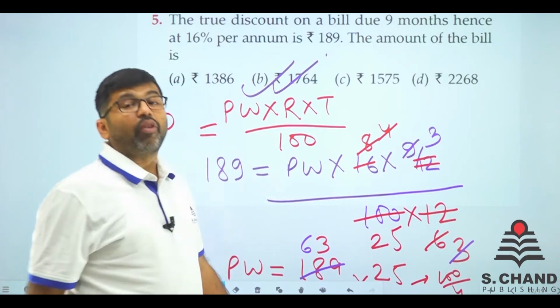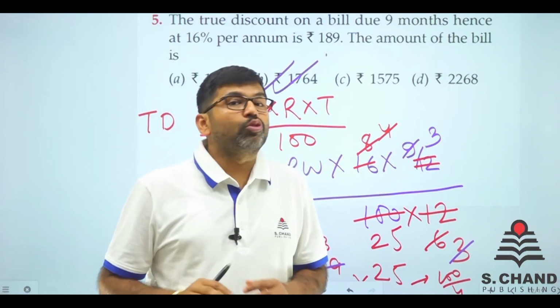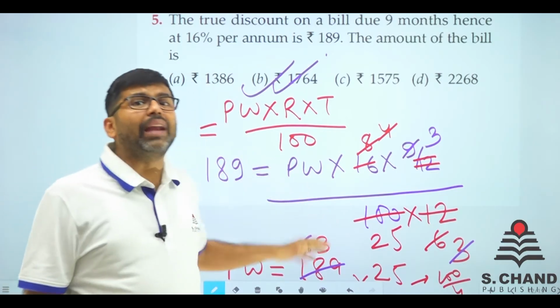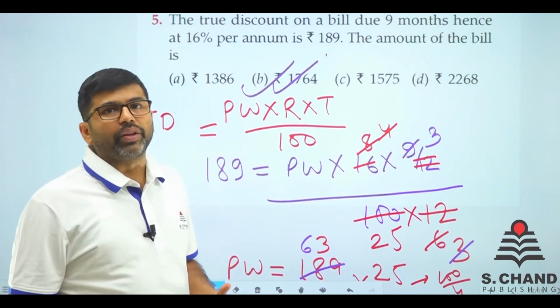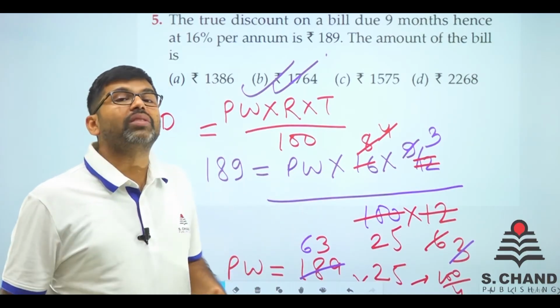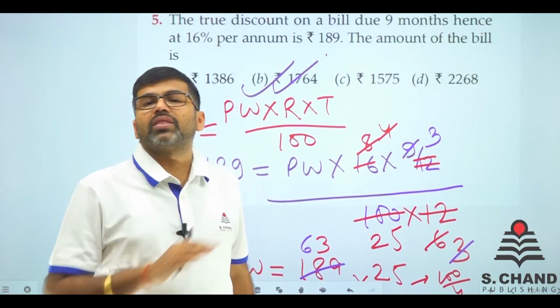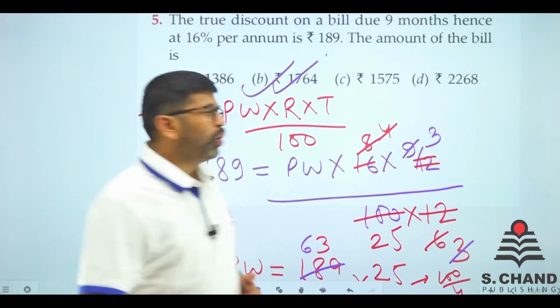We got the answer. We cracked the code and that was so easy. Just do the calculation, and that was a very easy calculation, not a big calculation. Just do some small calculation and you get the answer. So I told you earlier, the topic true discount is not that tough. We move on to the next question.